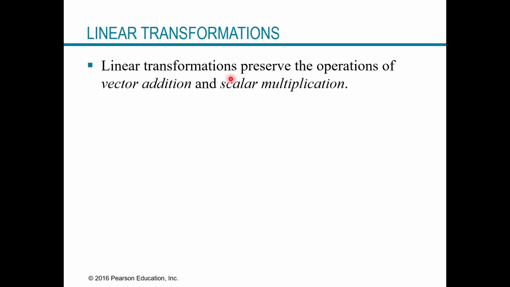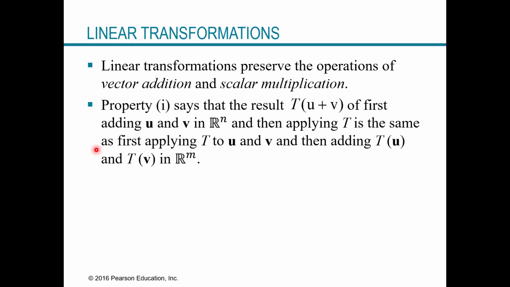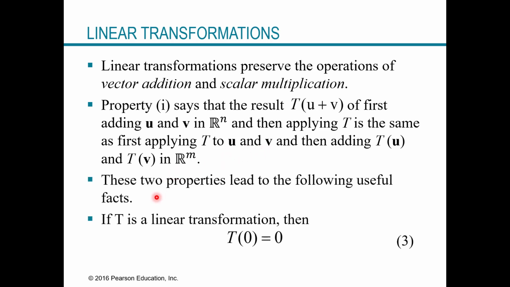And so linear transformations preserve the operations of vector addition and scalar multiplication. Okay, so this here is just what I was mentioning for property 1. It's saying that you can add U and V first in Rn and then transform them by applying T, or you can transform U and V individually and then add the result. And so these two properties lead to the following useful facts.